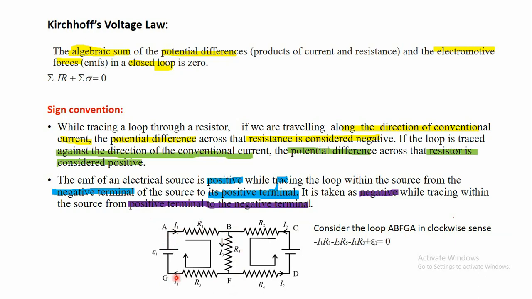Now what does it say? If I am applying the voltage law here, I will have to make the summation of IR and the summation of E. Since I am moving in the clockwise direction, I am moving in the direction of current. So the first one is I1 R1, but it will have a negative sign since I am moving along the direction of conventional current, where the potential difference across the resistance is considered negative. So I am writing minus I1 R1.